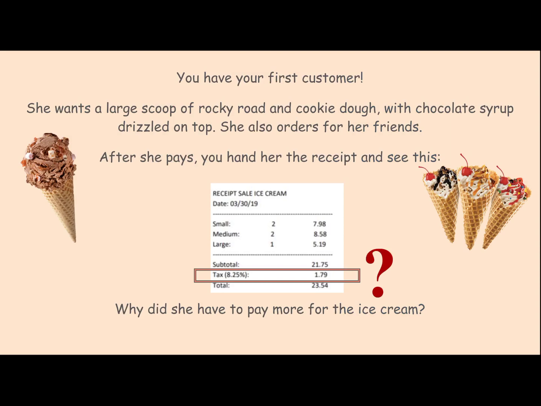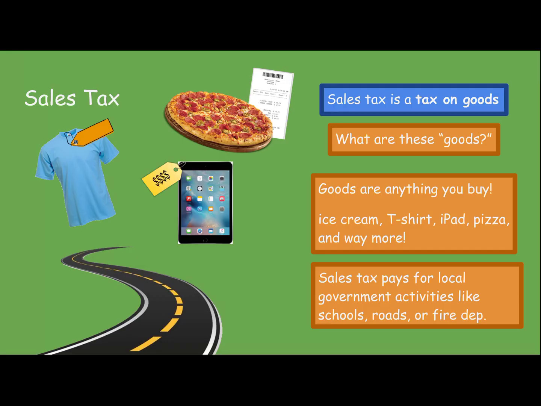So continuing with the scenario, you have your first customer. Let's say she wants a large scoop of Rocky Road cookie dough, whatever you want, with sprinkles, chocolate syrup, whatever you want. And she also orders for her friends. So let's say she pays, you hand her the receipt, and you see this. Tax, 8.25%, which is $1.79. Why did she have to pay more? That random $1.79.